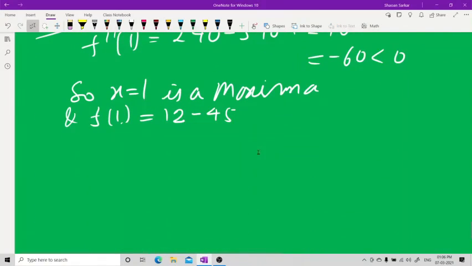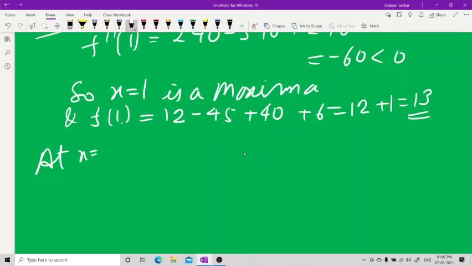तो now let's come back to this point. 12 minus 45 plus 40 plus 6. So this is nothing but 12 minus 45 plus 40 plus 6. Sorry, let me write it here in one line. This is equal to 12 minus 45, this is, yes, minus 33 and 40 is plus 7, and 6 makes this 13. The maximum value is 13.